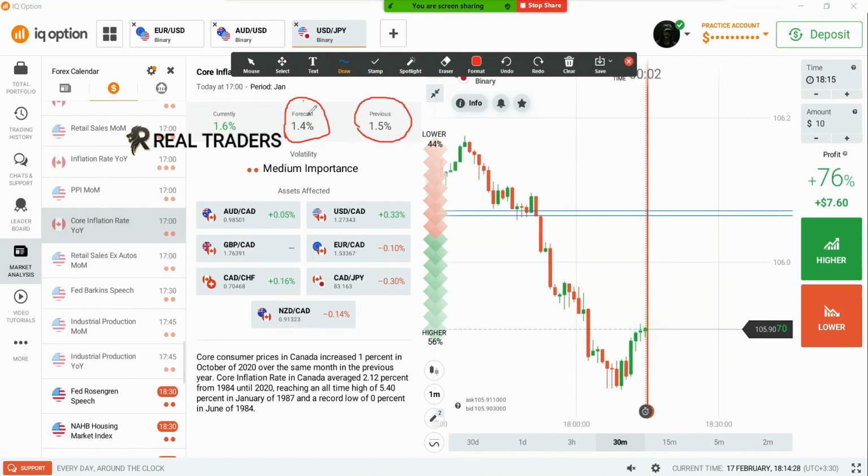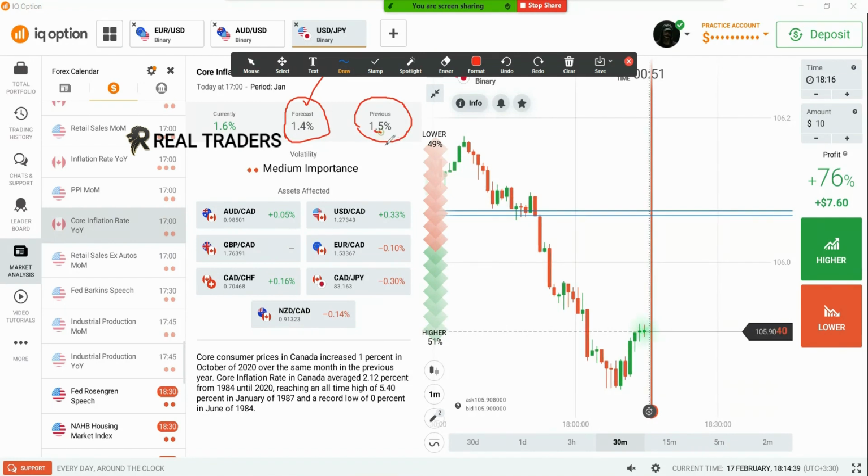You can see the forecast is smaller than the previous, right? It is lower than this. What does it mean? If the forecast is lower than the previous, the previous 1.5 and the forecast 1.4, it means the forecast is lower than previous, and the market will decrease. It will go down on this news time at 5 p.m. The market will go down.